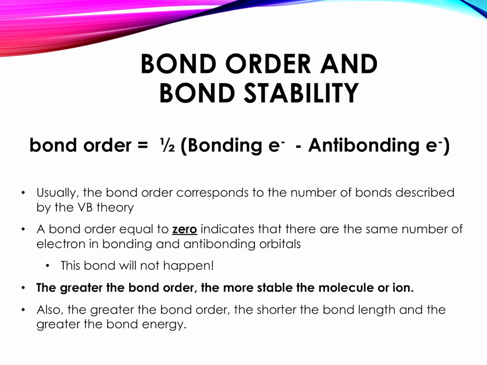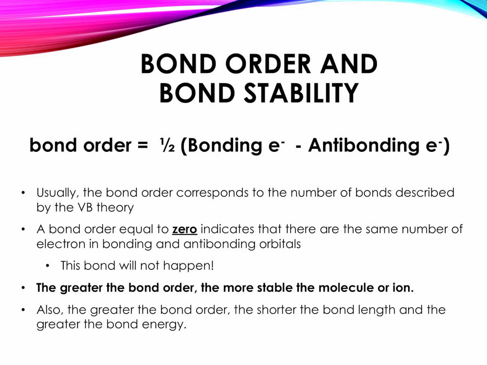A bond order equal to 0 indicates that there are the same number of electrons in bonding and anti-bonding orbitals. And this essentially means that the bond will not happen, right? If you have a 0 bond order, that's telling you they will not form a bond, okay? Because the amount of electrons that are trying to form the bond are equal to the amount of electrons that are trying to push the atoms apart. And so they're going to cancel out, and the bond won't happen at all.